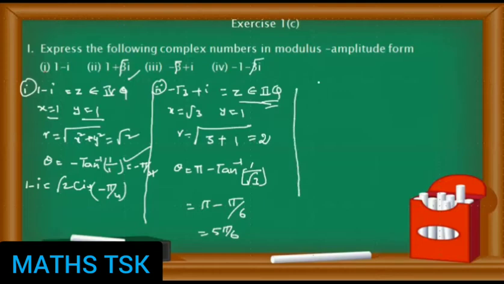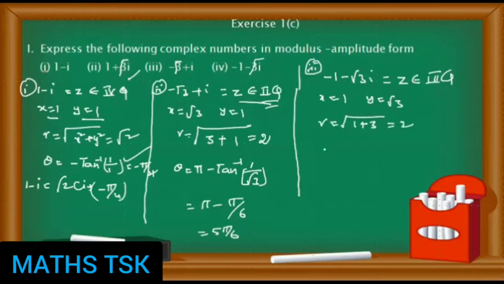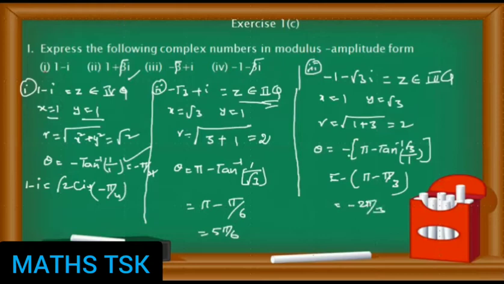Okay, and the next one, minus 1 minus root 3i. You can say this belongs to the third quadrant. So what is r? First of all, x is equal to minus 1, y is equal to minus root 3. What is r? Root of 1 plus 3, that is 2. What is theta? Third quadrant, minus of pi minus tan inverse of y by x, that is root 3 by 1. So minus of pi minus 60 degrees, that is minus 2 pi by 3. So r cis theta is 2 cis minus 2 pi by 3.